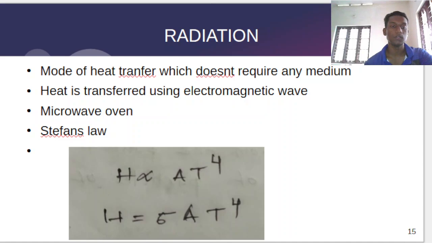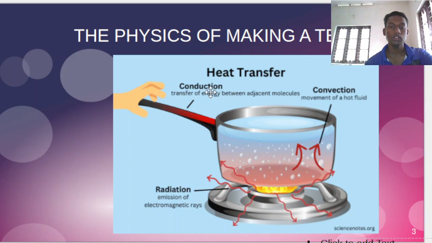I hope all of you have understood the topics. So, in summary, we have discussed conduction, which means the transfer of energy between adjacent molecules. Here, it is important to mention that the particles are not moving. In case of convection, there is a movement of the hot fluid. Fluid can be liquid or gaseous, and this is due to the formation of convection current, which is formed by unequal heating. And at last, the process is radiation, which involves the emission of electromagnetic rays.